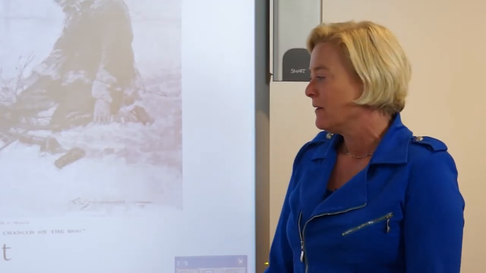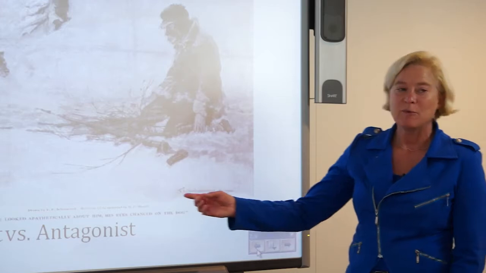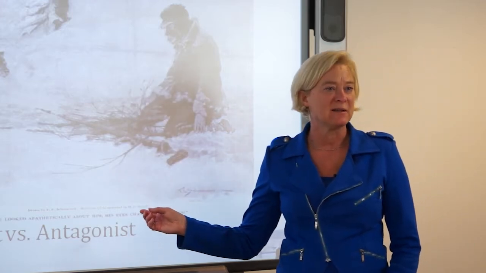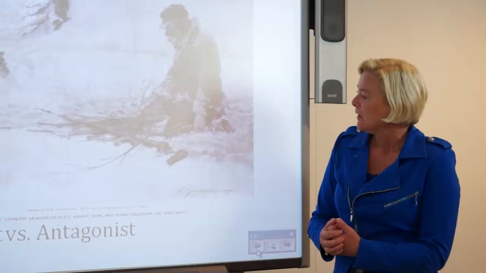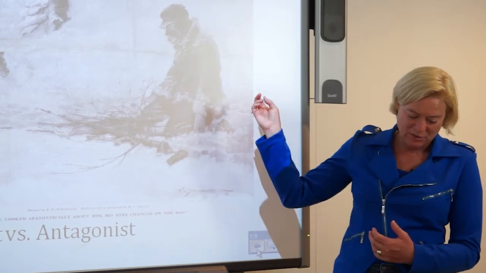To begin with, there's the distinction between the protagonist versus the antagonist. The protagonist really means that it's the main character of our story. This carries no value judgment. It simply means that he's the main character. The antagonist is whatever it is that the protagonist has to fight against, has to somehow combat. The protagonist, for example, in this story is this old man in the snow.